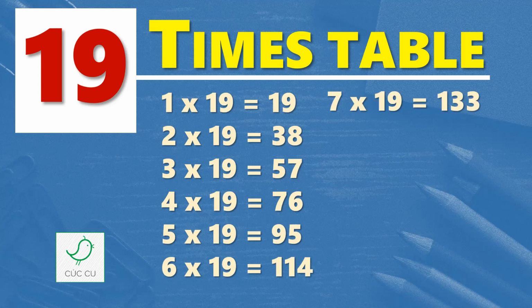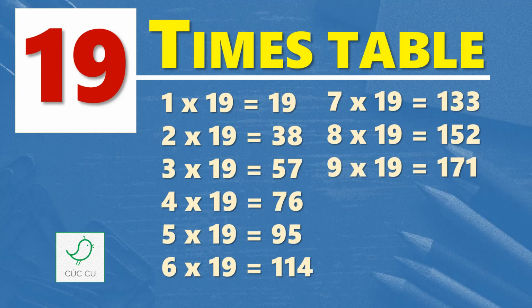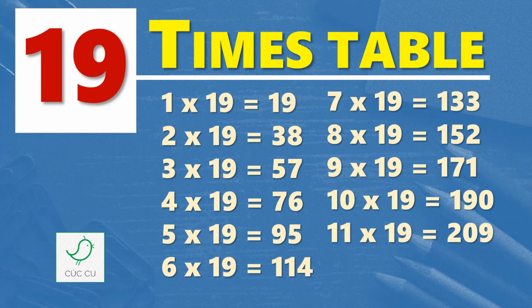7 times 19 are 133. 8 times 19 are 152. 9 times 19 are 171. 10 times 19 are 190. 11 times 19 are 209. 12 times 19 are 228.